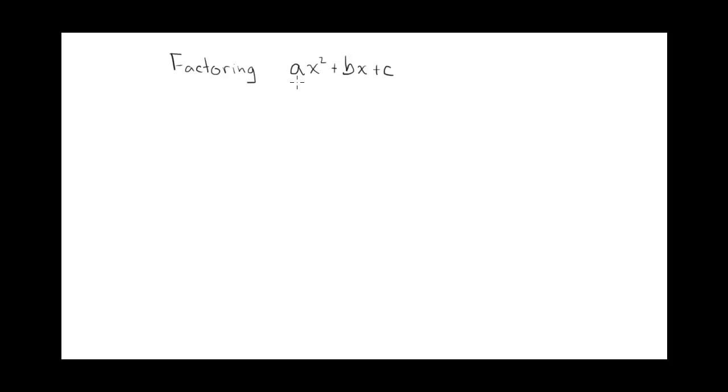Alright, in this video we're gonna learn how to factor one that's a little more complicated. So ax squared plus bx plus c. This is one where you have a number in front of the x squared, and that number is not just a 1.